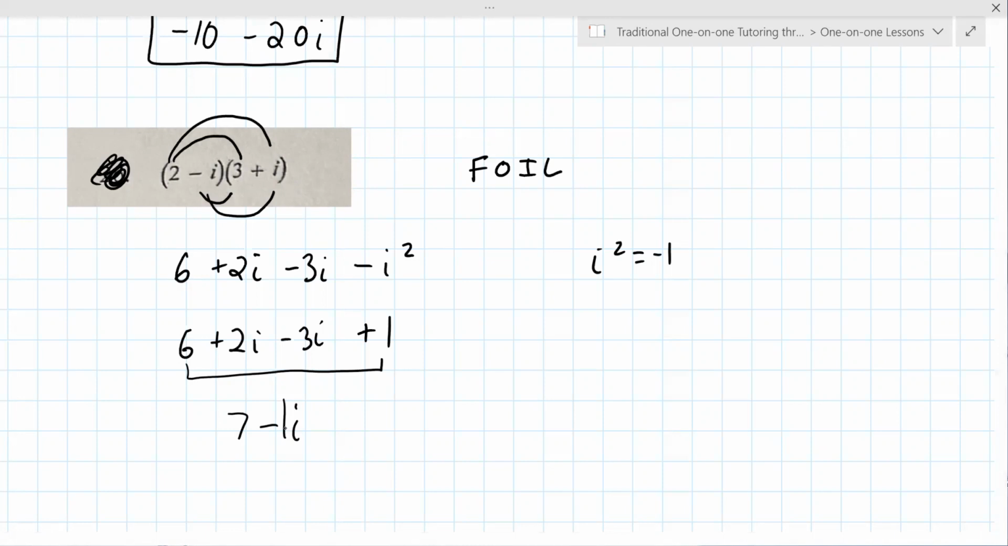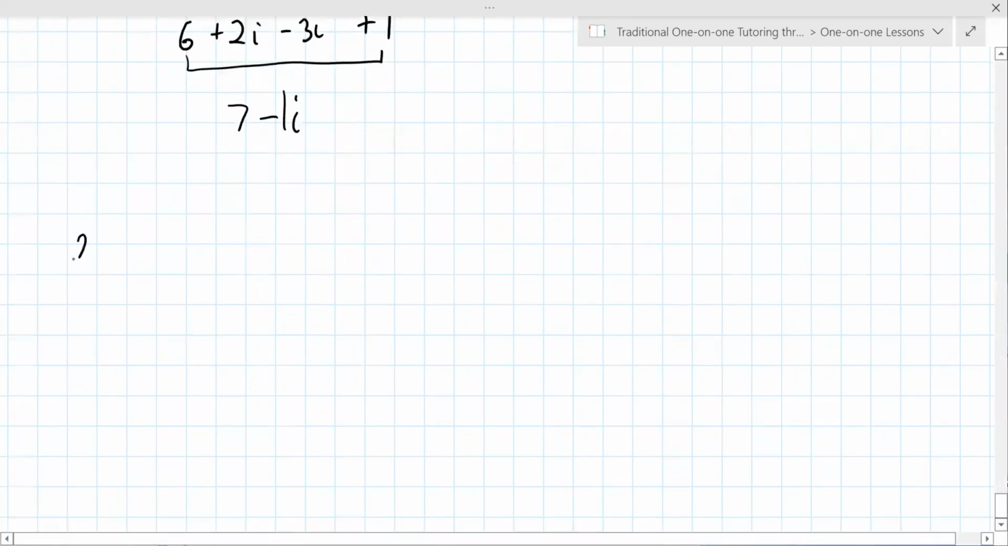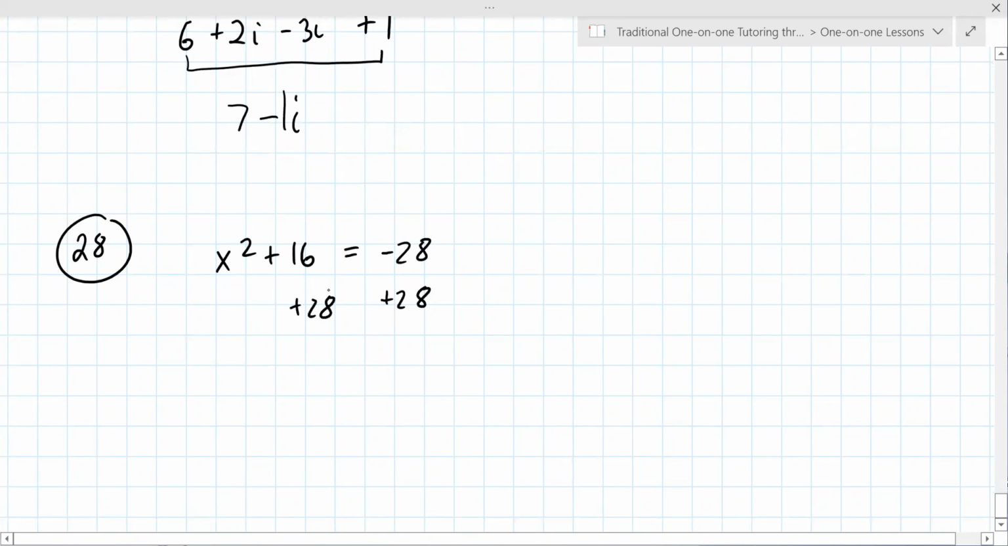All right, so we'll keep going here. Twenty-eight. So x squared plus 16 equals minus 28. I mentioned that if you really want to get 0 on one side of the equation, so x squared plus 16 plus 28 equals 0. I'd like you to try factoring this. Find two numbers that multiply to 28 but add up to 16.